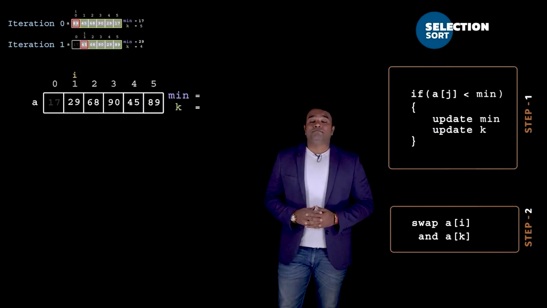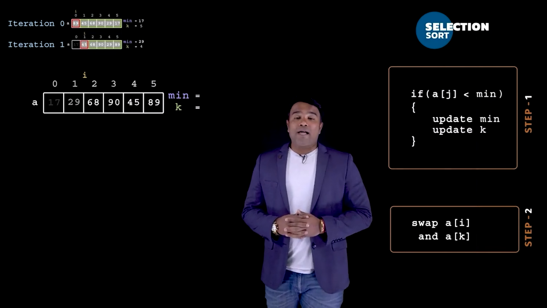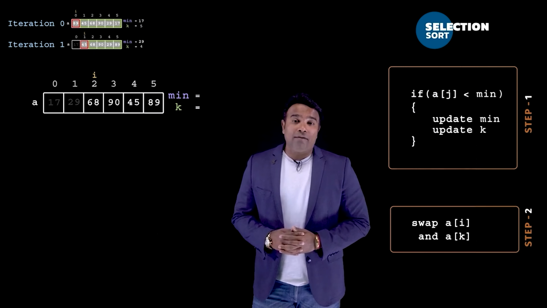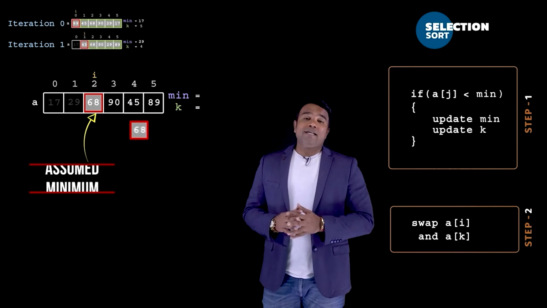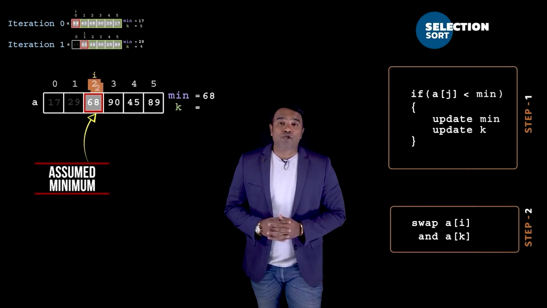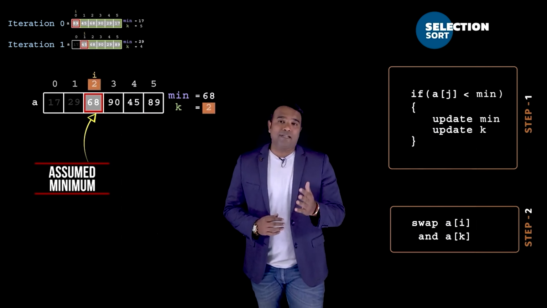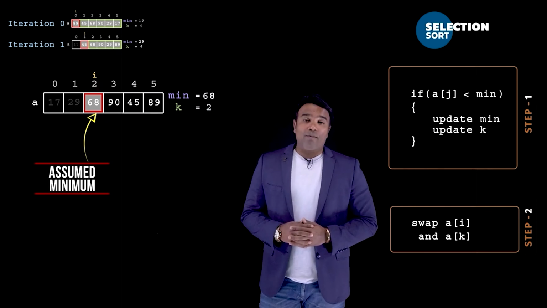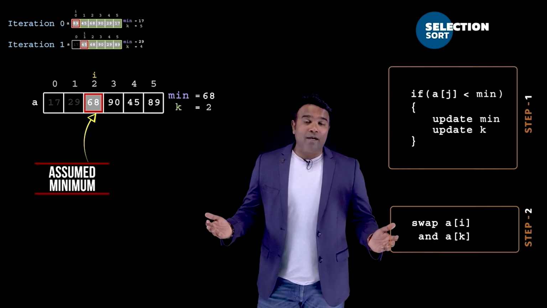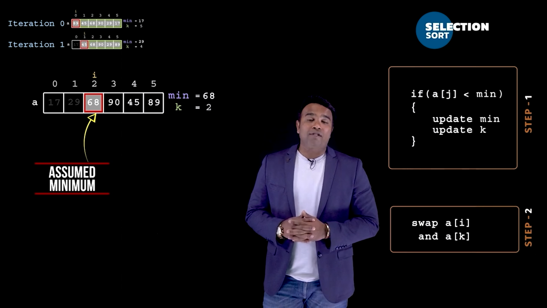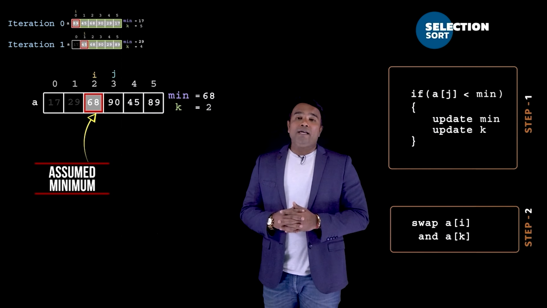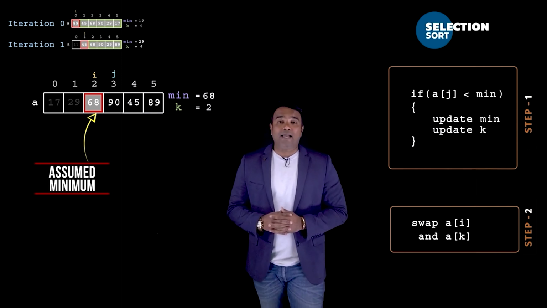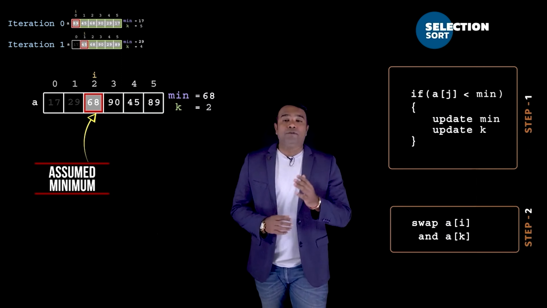In the next iteration, obviously I am going to increment i, and my a of i, which happens to be 68, would be my new minimum, and hence I would place 68 in min and its position 2 in k. But then after all, it is my assumed minimum. I'll have to search for the real minimum, and hence I would this time start j from the next position of i, which means the value of j initially is going to be 3, and then I will have to go in search of the real minimum.